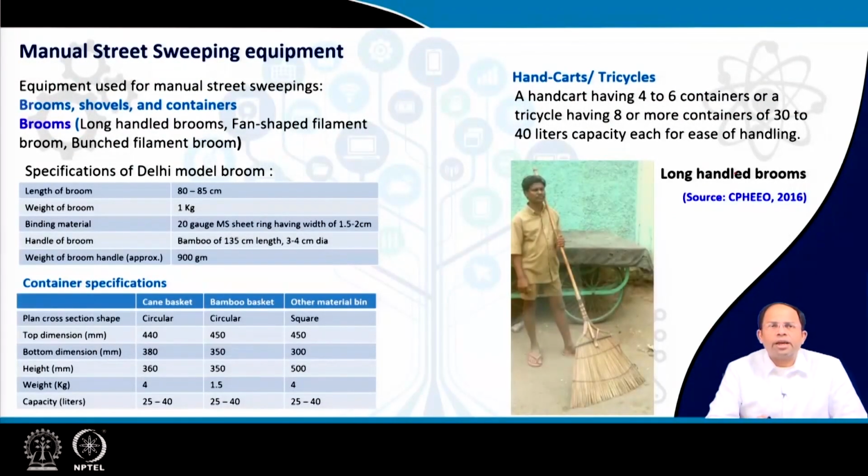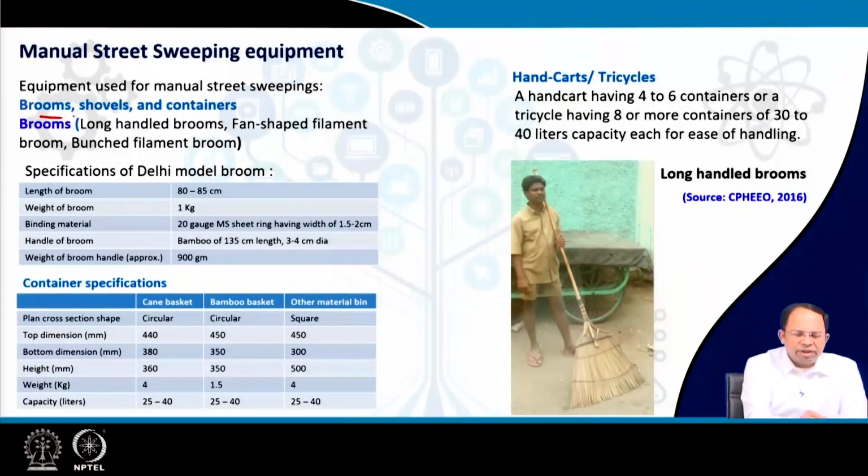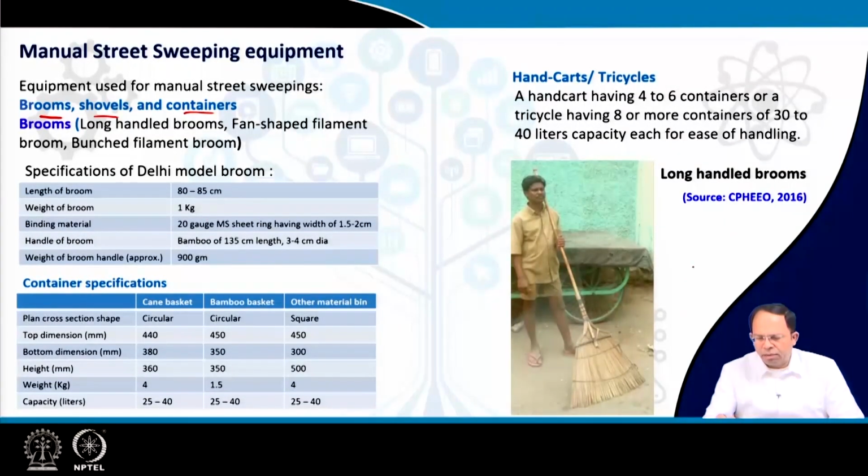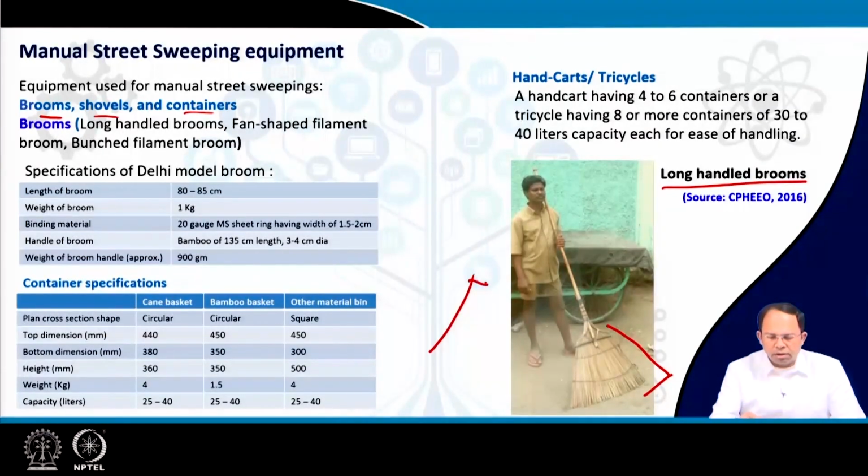So, these are some of the equipment that you can see in this picture. For street sweeping, we require brooms, shovels and containers. These are obvious. You can see this is the long-handled broom. This is the typical design, whereas a Delhi broom looks like this, and then there is a bamboo pole fitted at the top. This one is more spread out, right?